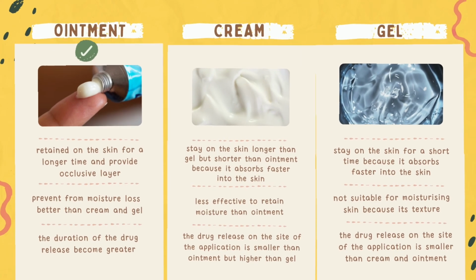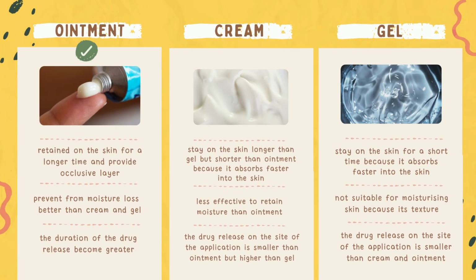For comparison, ointment is retained on the skin for a longer time and provides an occlusive layer. Cream stays on the skin longer than gel but shorter than ointment because it absorbs faster into the skin. And gel stays on the skin for a short time because it absorbs faster into the skin. Ointment prevents moisture loss better than cream and gel, but cream is less effective at retaining moisture than ointment. And gel is not suitable for moisturizing skin because of its texture.